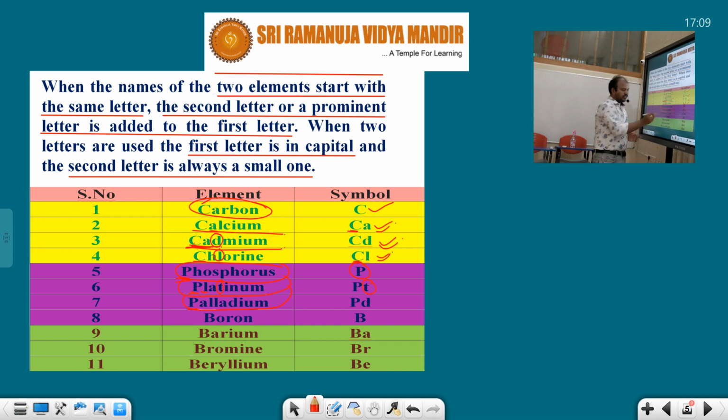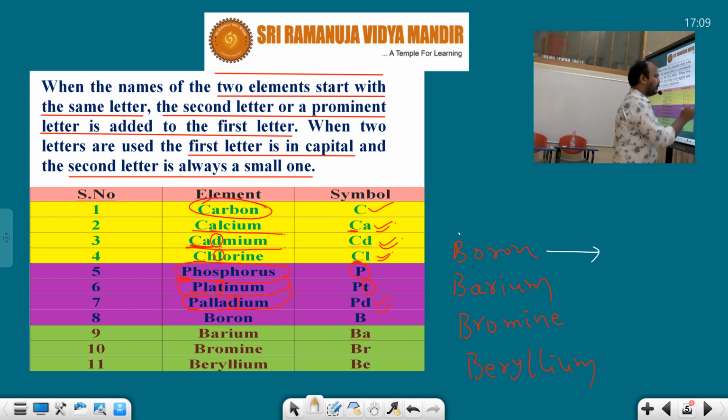Palladium, first letter is P. After that, the prominent letter D will be given. PD, that is palladium. So first letters are all capital letters, but whenever you write the second letter, that is the small letter. And in the same manner you can take very good examples: boron, barium, bromine, beryllium. If you take this example, you can easily understand this concept.